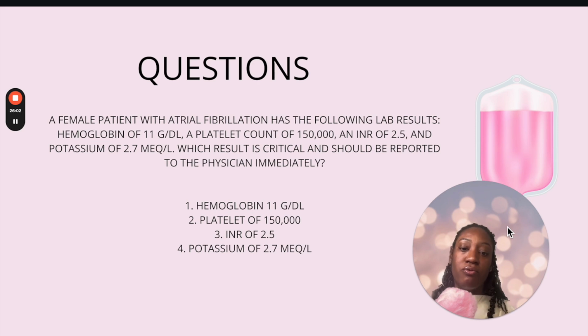So off rep, we know potassium is low, so it's number 4. Potassium is usually 3.5 to 5.0, so you know that the potassium is low. And when it comes to potassium, you want to think cardiac, heart. So that's very important. All these other values, like the INR, the platelet, the hemoglobin, are normal. So potassium is the most critical, and that one's not a normal value.